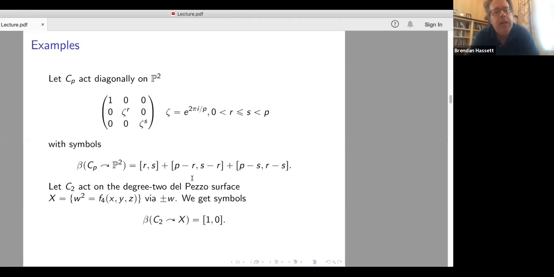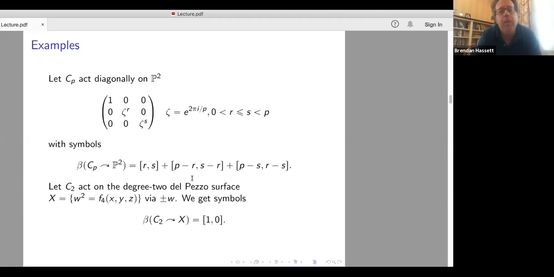Another example is that you could have a cyclic group acting on a degree 2 del Pezzo surface by the covering map. The degree 2 del Pezzo surface is a branched double cover of P2, branched over a quartic plane curve, and the covering involution is just w goes to minus w. I just keep track of that symbol, which is not much information in this situation. I do want to emphasize that we keep track of the symbols even when only some of the eigenvalues are non-zero. We don't need to have isolated fixed points.